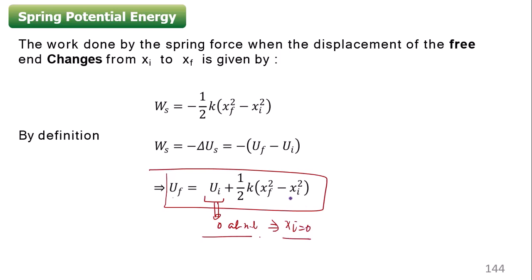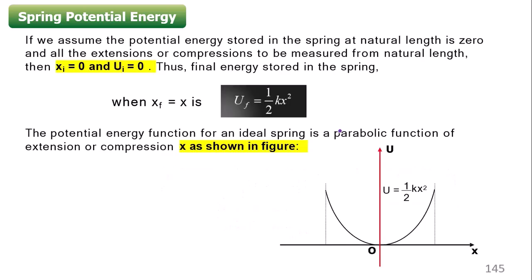If I put x initial 0, what I ultimately get is U, the spring potential, which is basically half k into x final square, or simply half k x square. This is the expression of the potential energy of the spring. This is also derived from the conservative force. That's why this is the second potential energy.